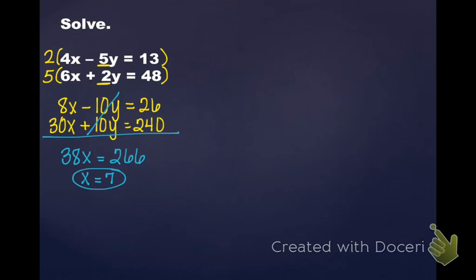And so I'm going to take the 7 and plug it back into one of these original two equations. Doesn't matter which one. Pick the one that has the numbers you like better. I like this one because it's 13. The other one is a much larger number. So let's go ahead and plug that in. Because I know x is equal to 7, I can say that 4 times 7 instead of x minus 5y has to equal 13. It gives me 28 minus 5y equals 13.